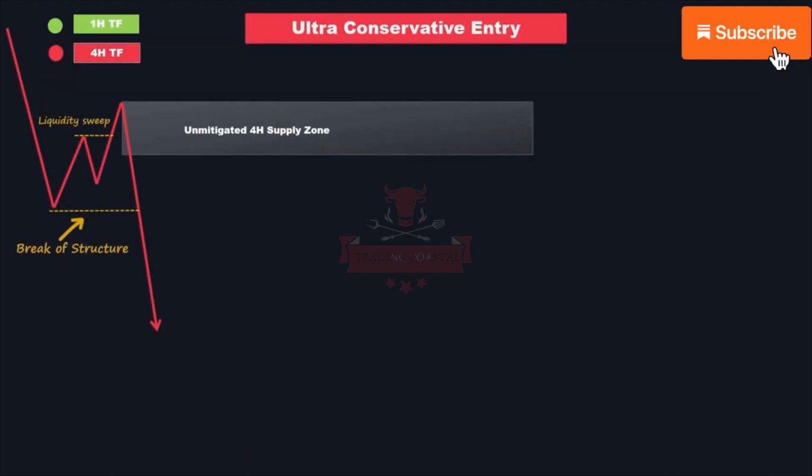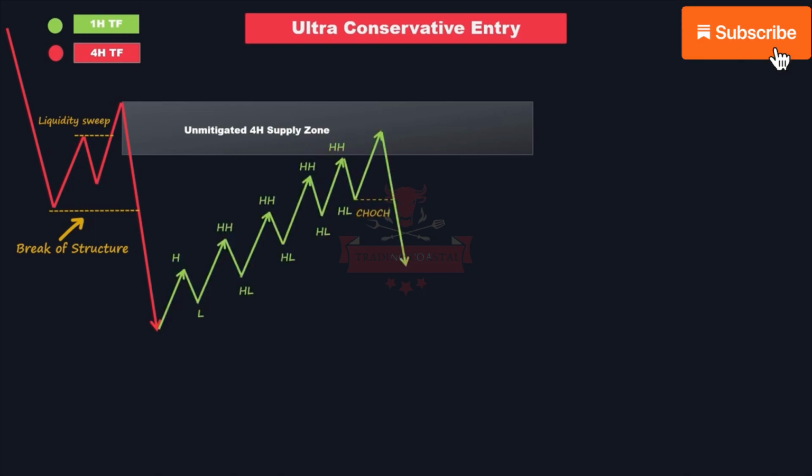Imagine we have a perfect sell setup on a higher time frame like the 4-hour time frame, which is confirmed by the criteria and rules of a high probability trading setup. Our next step is to switch to a lower time frame like the 1-hour time frame. Closely monitor the price movement and patiently wait for the price to return to the higher time frame supply zone and demonstrate a change of character pattern. After detecting the confirmation for market structure shift on the 1-hour time frame, to apply the ultra-conservative entry setup, we need to follow a few steps.